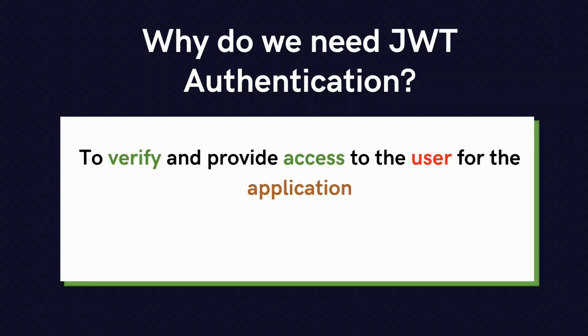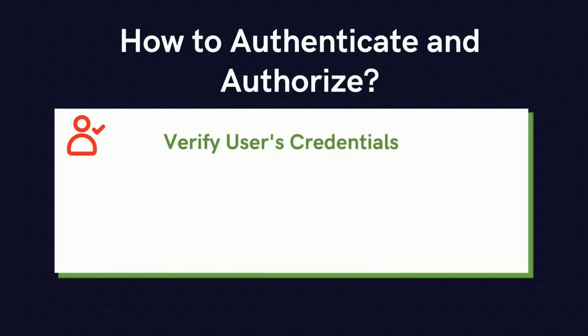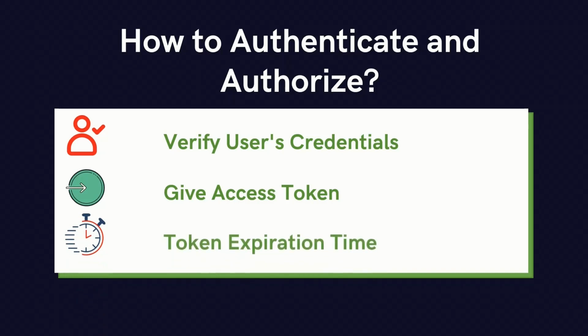So we can authenticate the user directly from the password, but with the JWT we can also authorize the user with having some extra security layer inside that. And after that, how to authenticate and authorize? First we can verify the user's credentials like the email and the password, and then we can provide the user an access token with which we can perform an operation. Like if an admin wants to create a movie, then he or she needs to send back the token, and then we set the token expiration time as well.